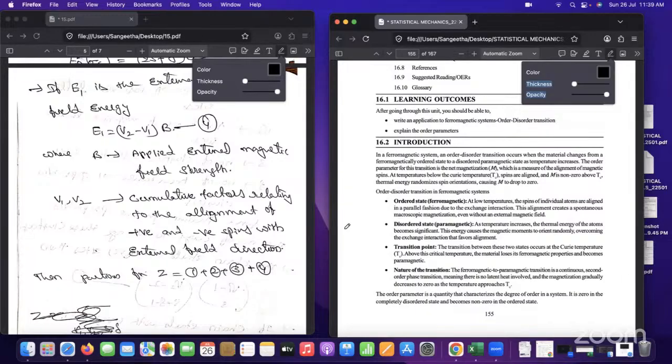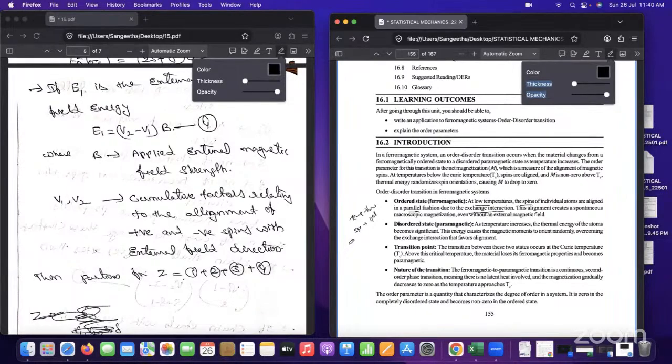ఫస్ట్ ఆర్డర్ సిస్టమ్ అంటే ఏంది, ఆర్డర్ స్టేట్ అంటే ఏంది, డిజార్డర్ స్టేట్ అంటే ఏంది, ట్రాన్సిషన్ పాయింట్ అంటే ఏంది, నేచర్ ఆఫ్ ద ట్రాన్సిషన్ అనేది చూద్దాం. ఫస్ట్ ఆర్డర్ స్టేట్. Low temperature spins are aligned in parallel fashion due to the exchange of interaction. So మనకి టెంపరేచర్ లో ఉంది. ఇక్కడ మీనింగ్ ఏంది? టెంపరేచర్ లో ఉన్నప్పుడు స్పిన్స్ అన్ని ప్యారలల్ అరేంజ్మెంట్ లో ఉన్నాయి.